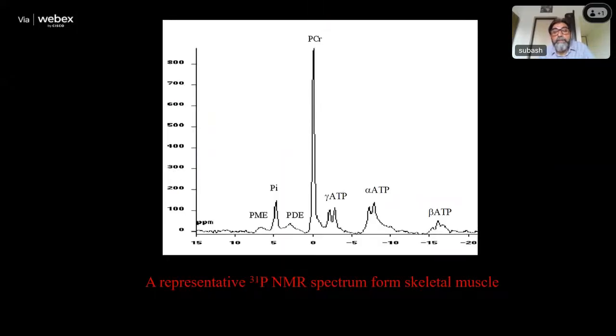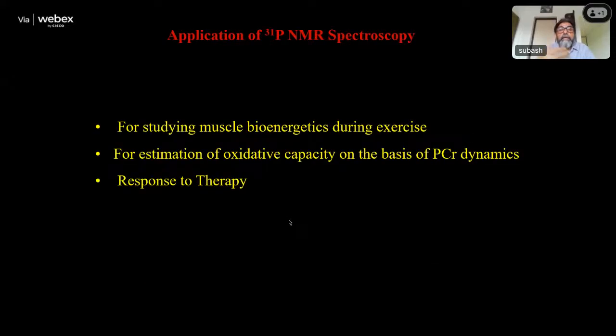So this is actually measured signal from a skeletal muscle from humans. You can see the PI, PDE, phosphocreatine at 0, and then gamma ATP, alpha ATP, and beta ATP peaks. The NMR spectroscopy of phosphorus in muscle is basically used to study the muscle bioenergetics during exercise.